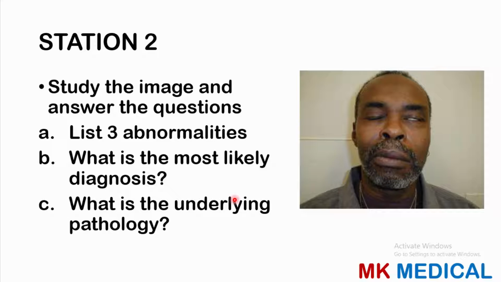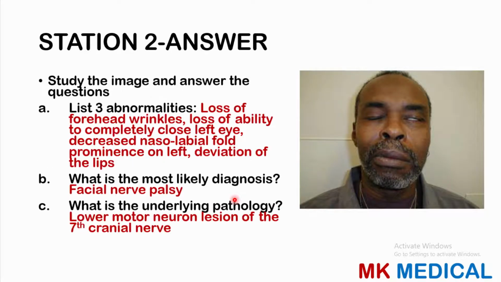Moving on to the second station, study the image and answer the following questions. List 3 abnormalities. What is the most likely diagnosis? What is the underlying pathology? So take your time, look at the picture, and answer the questions. I will give you 2 seconds to pause the video. And here comes the answer.